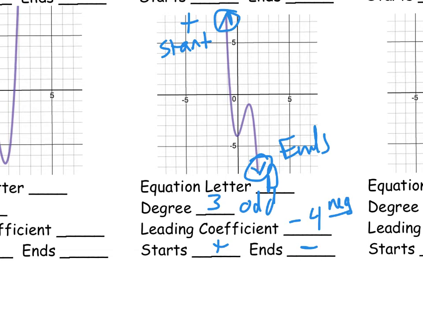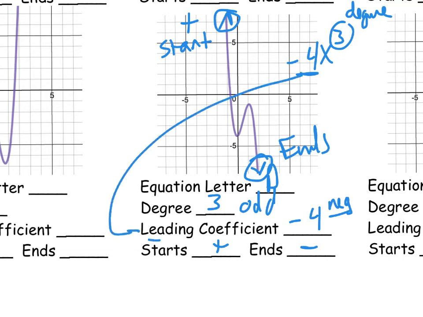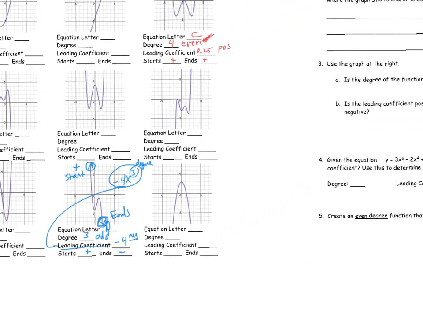You can tell a lot by that leading term, -4x cubed. This is the degree, okay? It's the largest power, and in this case, the largest power is 3. And this is my leading coefficient right here. And that -4 tells us how it ends, okay? So there's a lot you can learn just by looking at that first term, or the term with the highest degree, highest power.